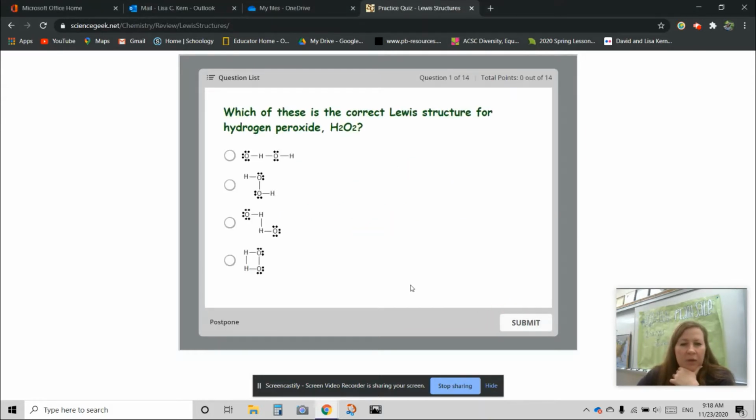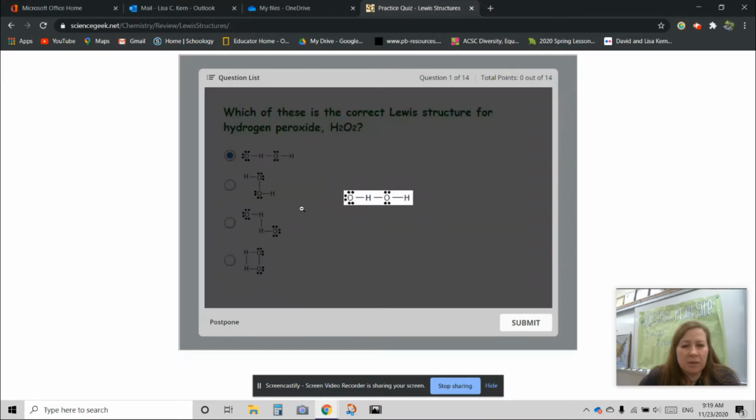So here we go. Which of these is the correct Lewis structure for hydrogen peroxide, which is H2O2? So some things we want to remember here. Hydrogen always likes to have 2 valence electrons and only 2. So we may be able to answer this question strictly based on that. Because hydrogen wants 2 valence electrons, it likes to form one bond.